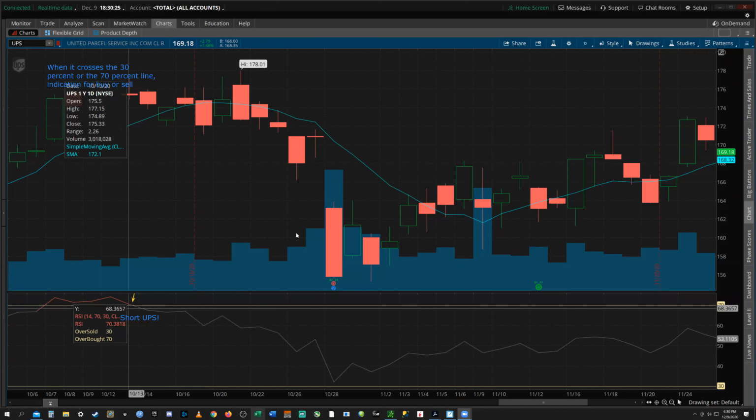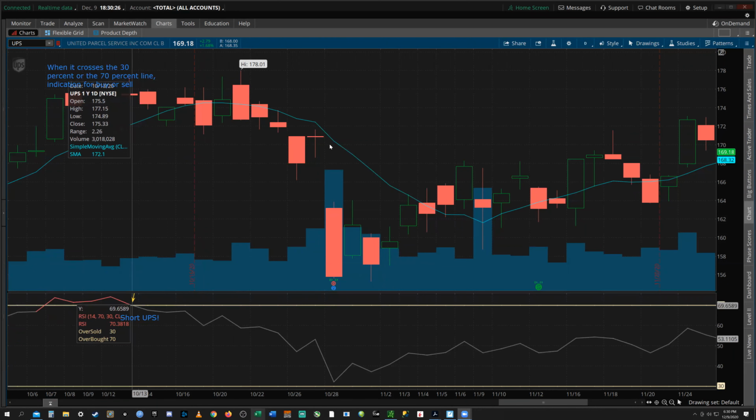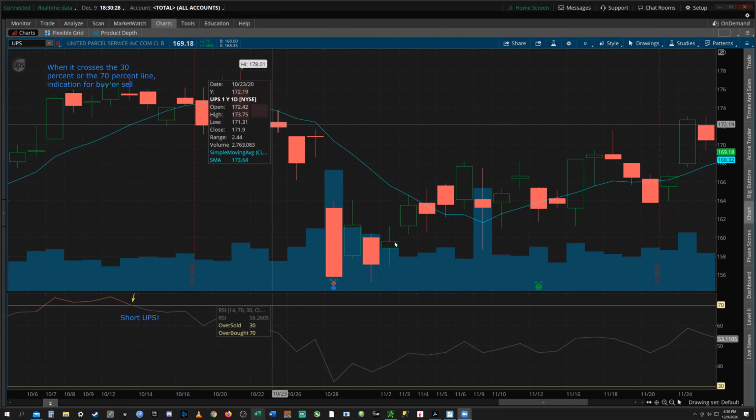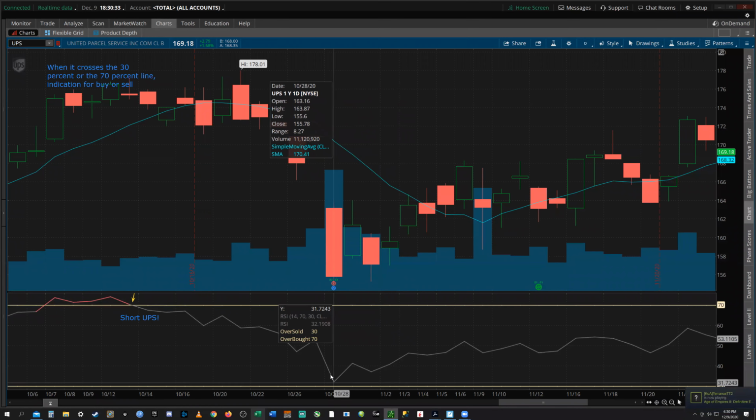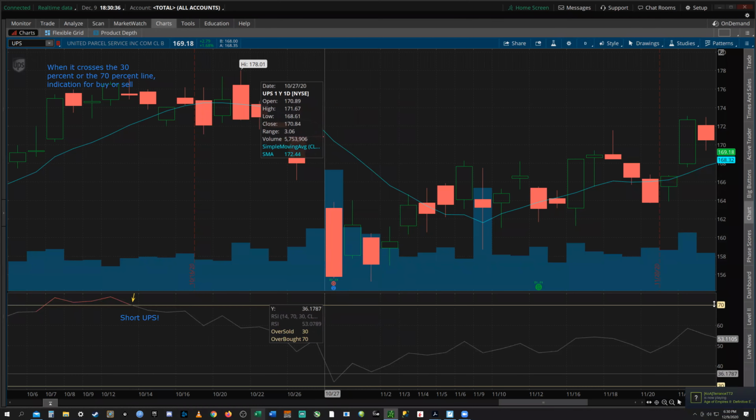Okay, and then look, it went down, oops, down, but then it starts to go up. Now here's an interesting point right here, and this is why I was saying these percentage ranges, most of the time people keep it at 70 and 30.